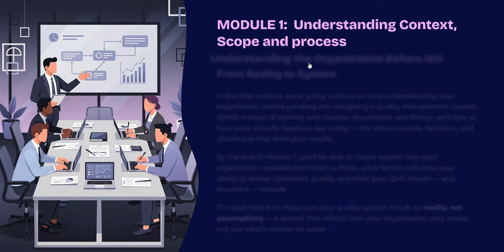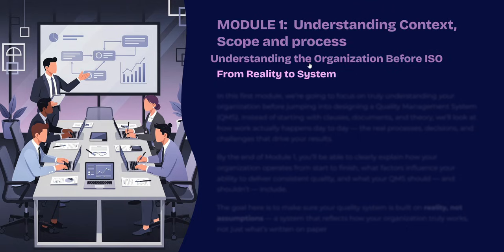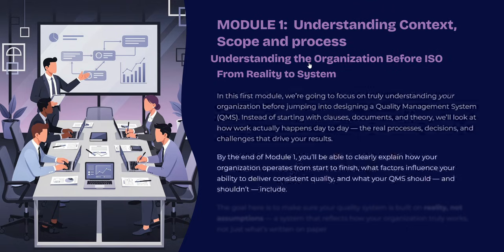So in module one, understanding the scope, context, and process is going to be the focus. By the end of this module, you should be able to clearly explain how your organization operates from start to finish, what factors influence your ability to deliver consistent quality, and what your QMS actually should and should not include.